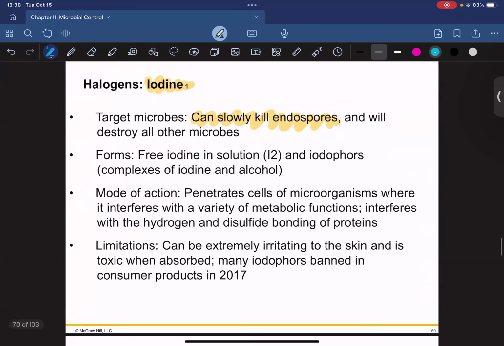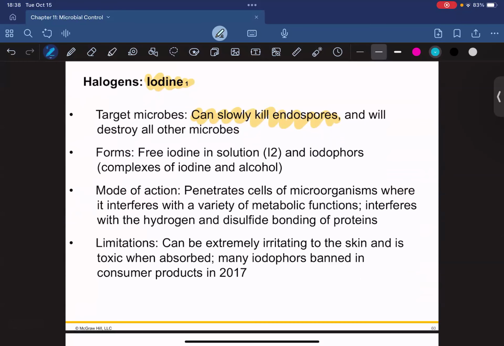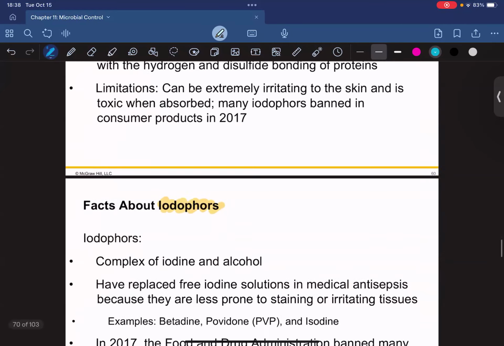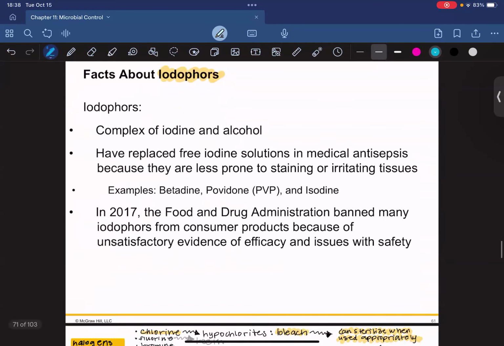Next is iodine. These can slowly kill endospores, the same as the other one, so it can sterilize if you use it. Free iodine is one version, and we don't really use that anymore. Then we have iodophores, which are tinctures. Yeah, I don't know what else to say about it. It's not really very exciting.